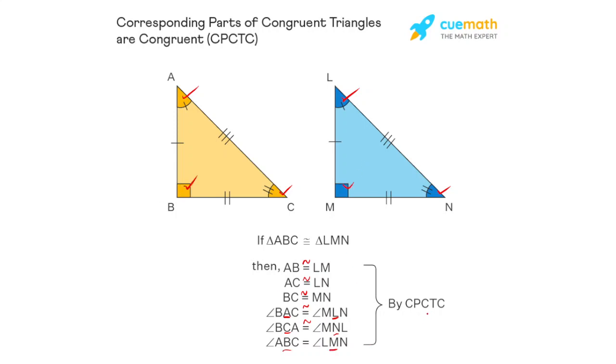So, by means of CPCTC, if you have two congruent triangles, the parts are also congruent. So, what does that mean? What congruent means is that the measurements are the same. For example, you have 6 units for side AB, therefore side LM is also 6 units. If angle A is 30 degrees, then angle L is 30 degrees.